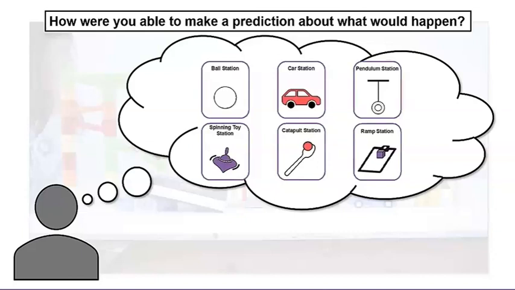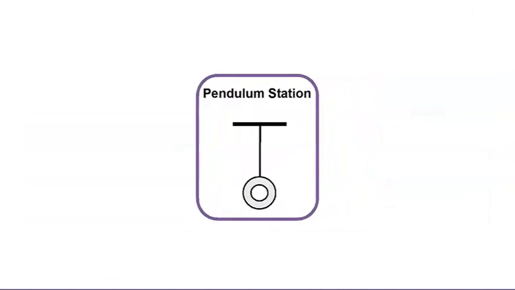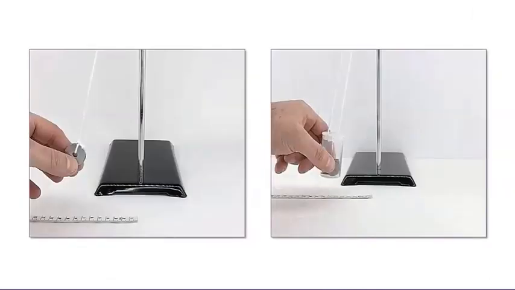Let's revisit the pendulum station. Guess what? I have a new pendulum for us today. This pendulum uses a film canister filled with pennies at the end instead of a washer. However, the film canister, pennies, and string still form a pendulum. Do you think this pendulum will move the same way that the other pendulum did? Let's find out.